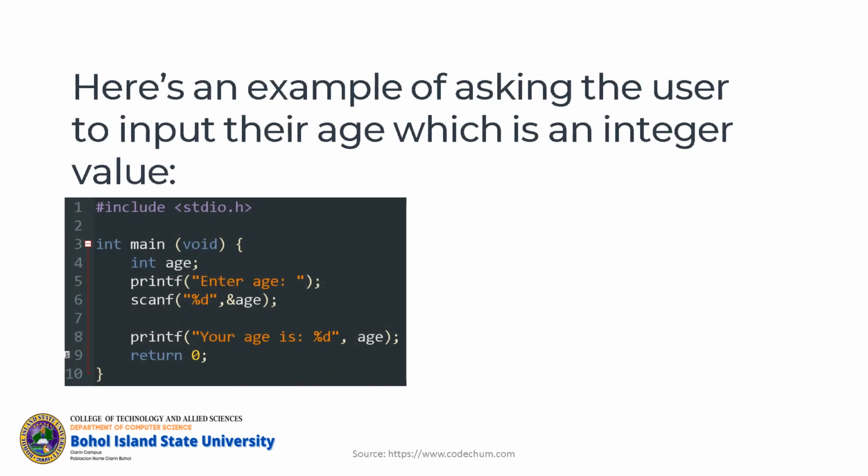Here's an example of asking the user to input an age, which is an integer value. In line 4, we created a variable age of integer type with no initial value. Line 5 is just a message or instruction telling the user what to do. In line 6, using the scanf function, we are asking the user to input a value that will be stored in the variable age. On line 8, we print the value of the variable age.